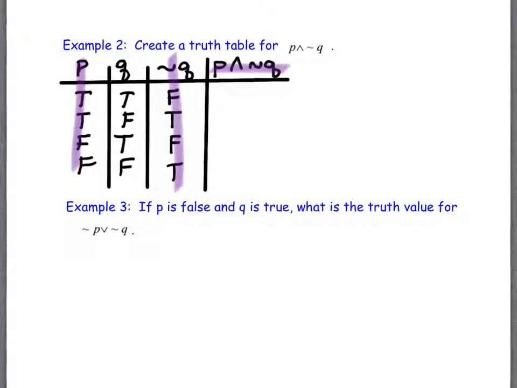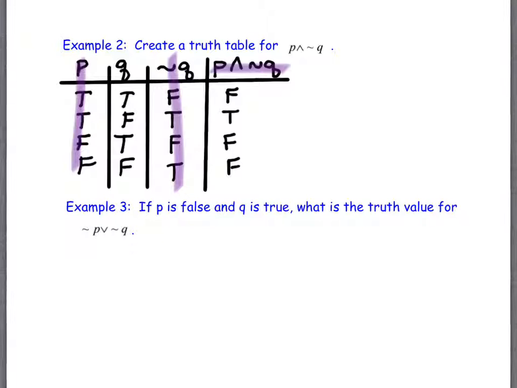when is an and statement true? When they're both true. So on the first row, when I have a true and a false, I would actually get a false result. On the second row, when I have a true and a true, I get a true result. Third row, I have a false and a false, I get a false result. And the fourth row, when I have a false and a true, I get a false result. That's a truth table.